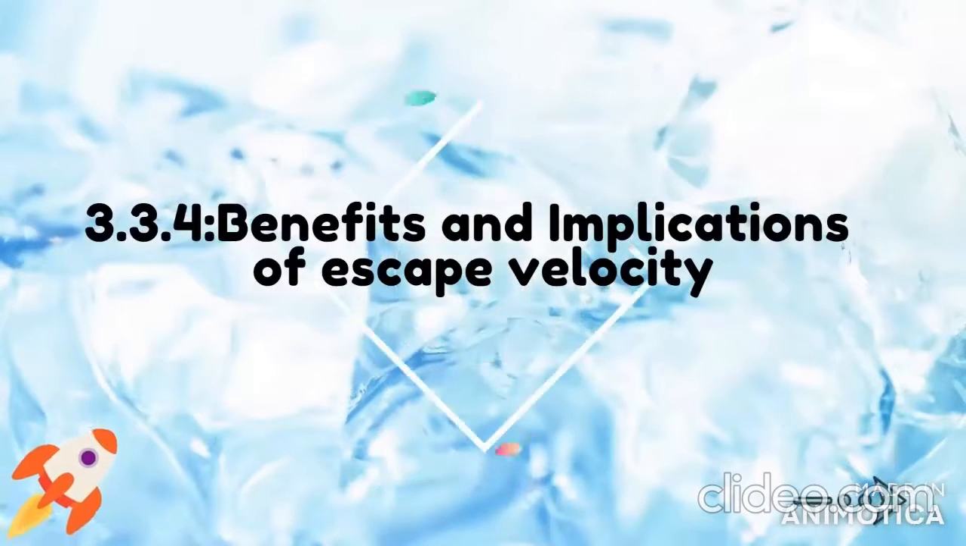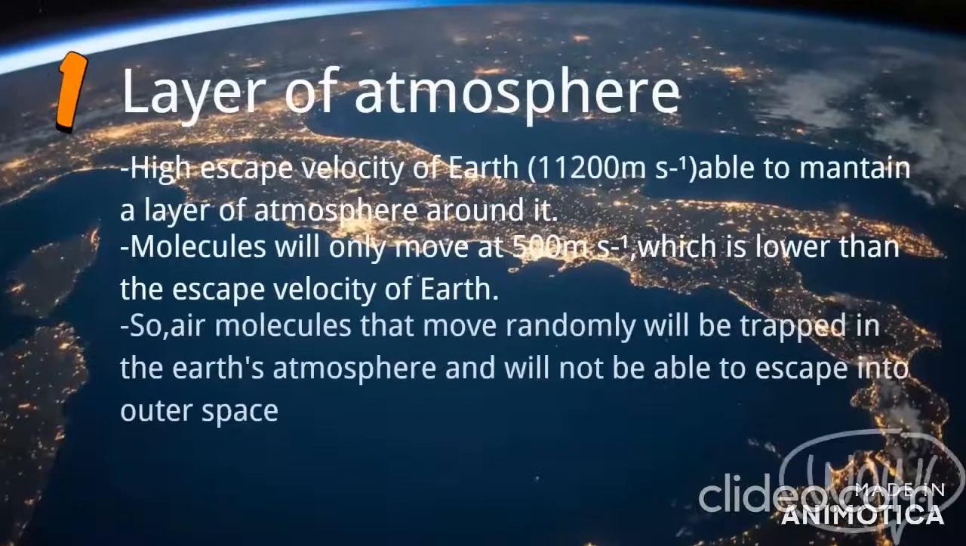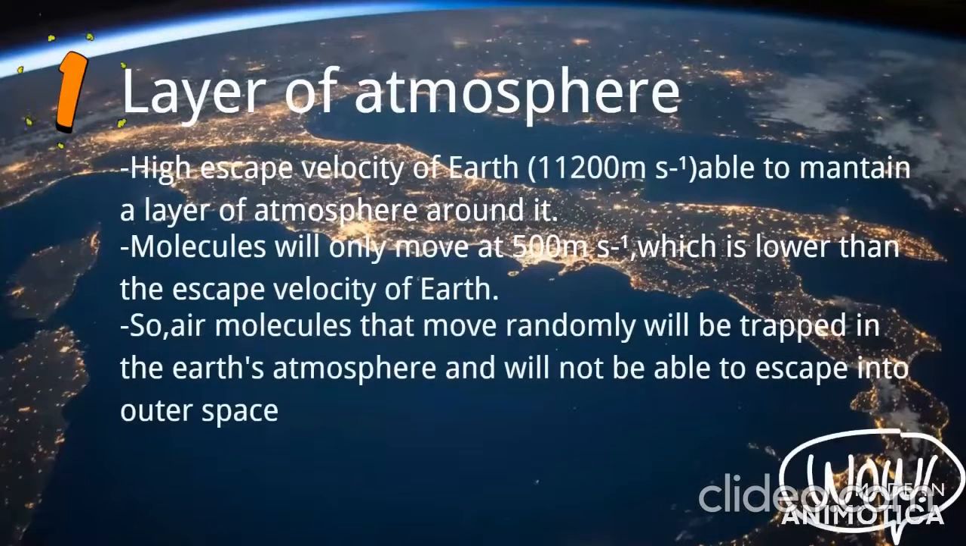3.3.4, benefits and implications of escape velocity. Firstly, the layer of atmosphere. The high escape velocity of Earth, which is 11,200 meters per second, is able to maintain a layer of atmosphere around it. Molecules only move at 500 meters per second, which is lower than the escape velocity of Earth. So, air molecules that move randomly will be trapped in the Earth's atmosphere and will not be able to escape into outer space.